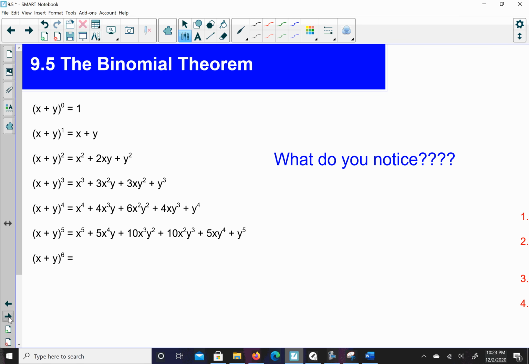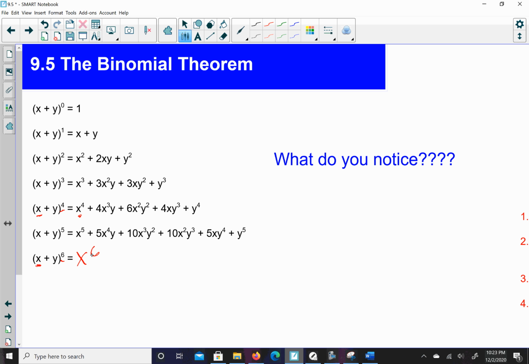So I've written the binomial x plus y, and I've raised it to increasing powers, so to the 0 power, first power, second power, third power. And when I wrote the expansions next to each one, I wanted you to see if there are any patterns that you can recognize. So one thing you might recognize is that the very first term of the expansion is going to be the first term of the binomial raised to whatever power I'm raising the whole binomial to. So if I go to do this, I know the first term is going to be x to the sixth.